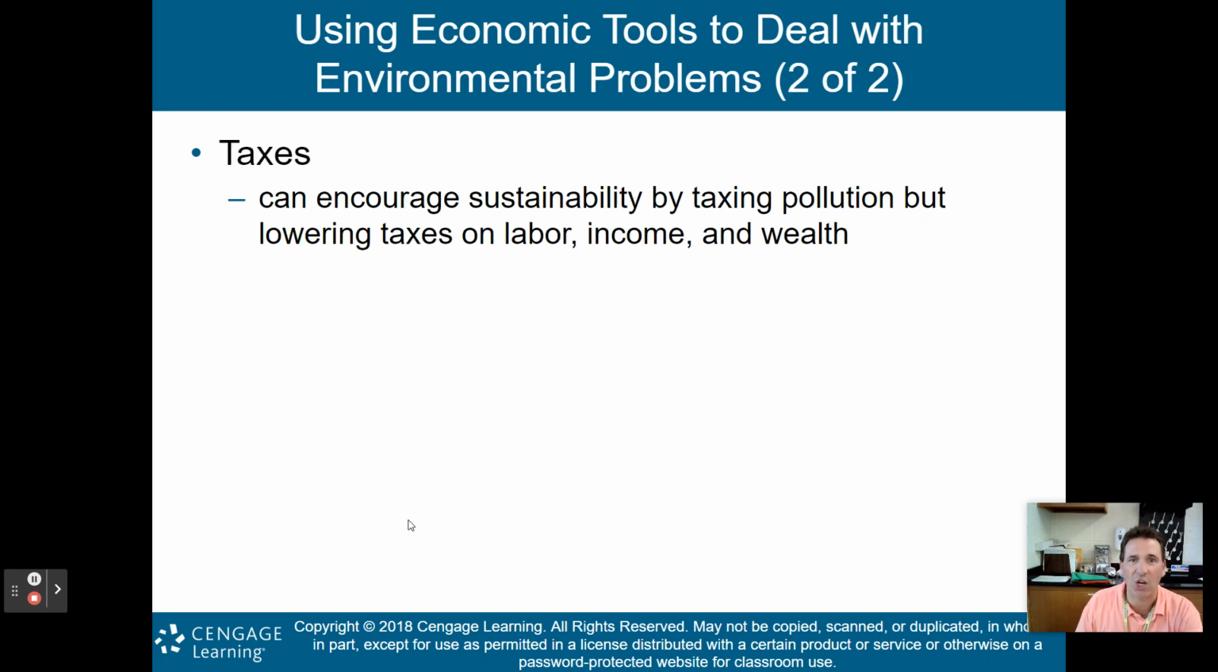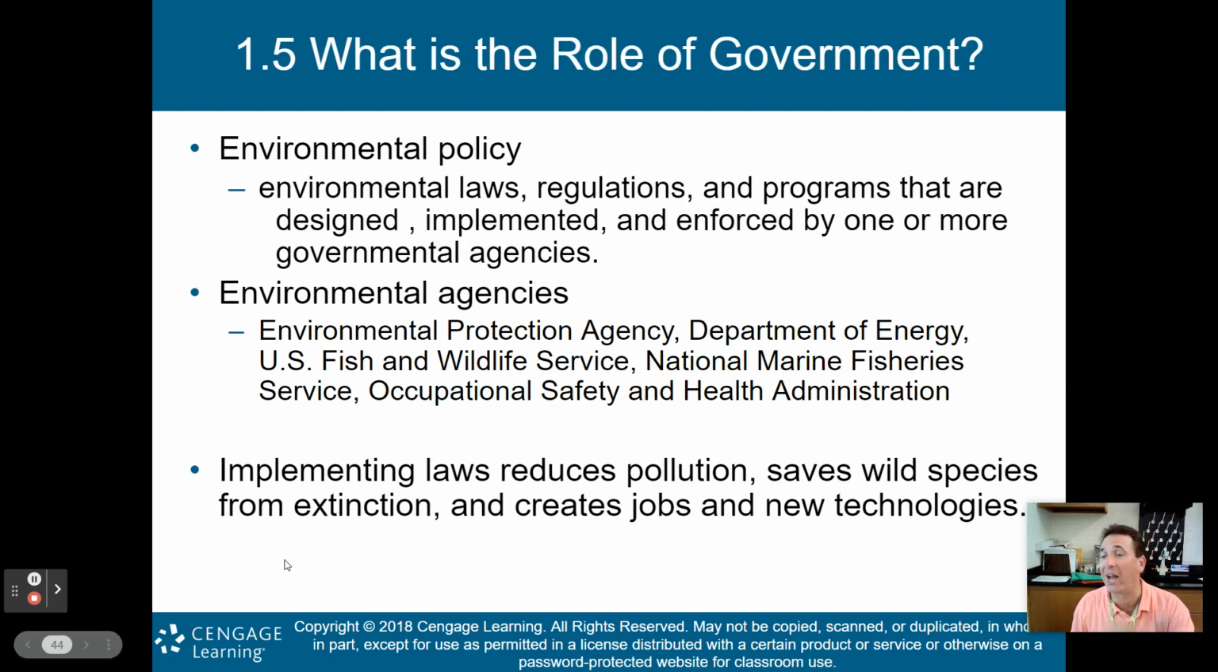And obviously taxes can encourage sustainability by taxing pollution, but also lowering taxes on labor, income, and wealth. So we want to raise the taxes on pollution, but kind of lower the taxes for everyone else. Again, here's the politics that comes into it. Never as easy as it sounds. So what is the role of politics and government in all of this?